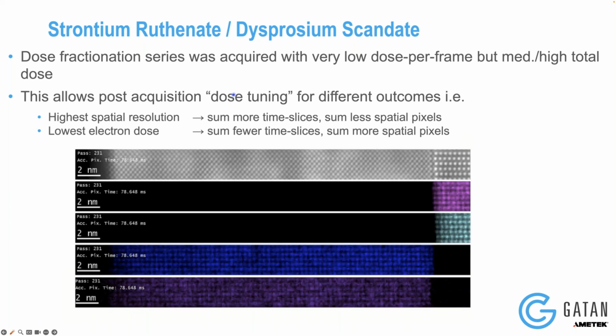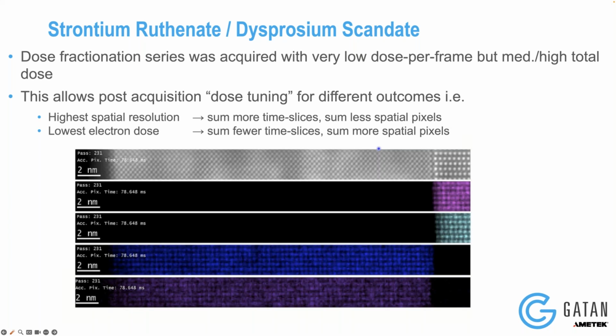So we can do this after acquisition, and to get the highest spatial resolution, we can essentially sum more time slices and sum fewer spatial pixels. But with the exact same data set, if we said, actually, I'm really interested in dose and I want the lowest dose, instead of doing lots of time summation, we can sum less time and sum more spatial pixels. So we could say spatial resolution is less important for this measurement than for that measurement. And we can do the same thing with the one data set.